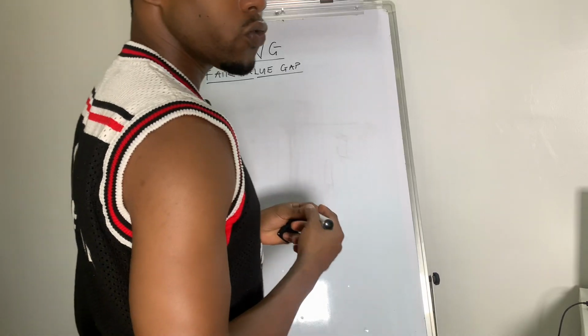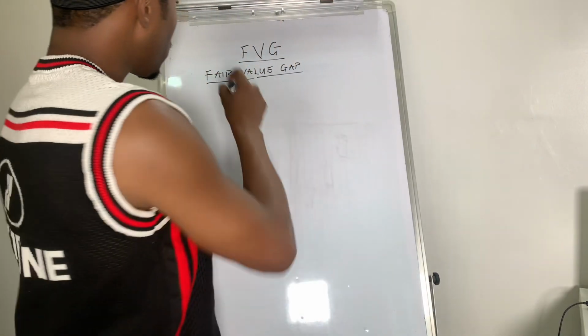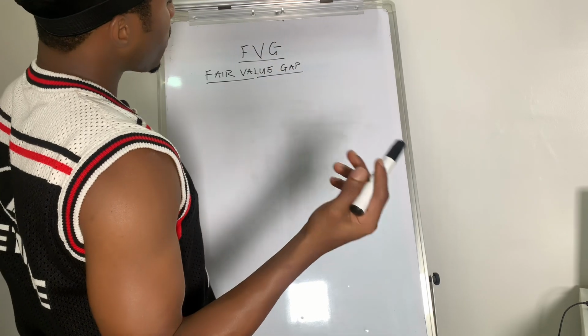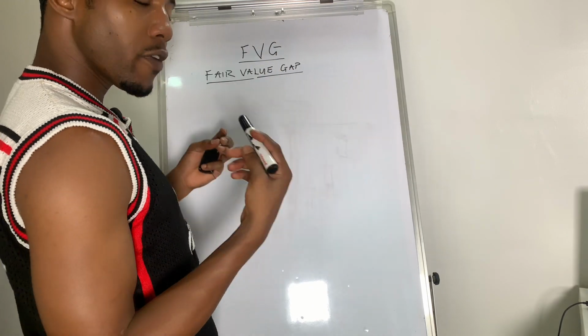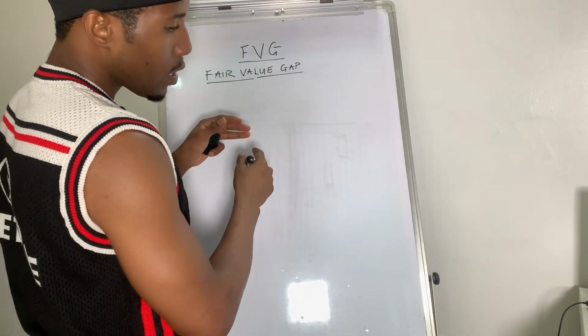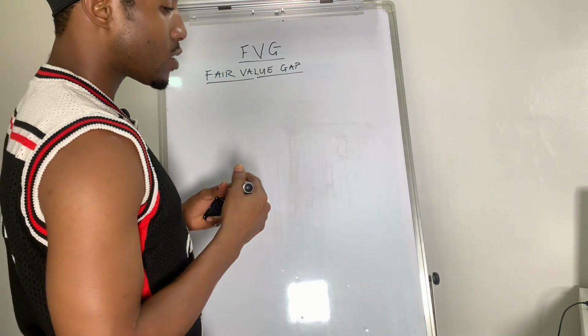Hi guys, so today we'll be talking about fair value gaps, FVG. Now what is an FVG, or a fair value gap? A fair value gap is a massive gap created in a market which causes imbalance.